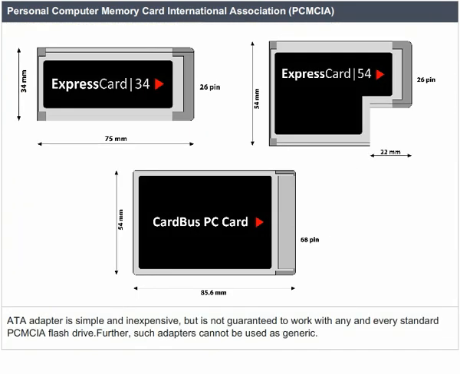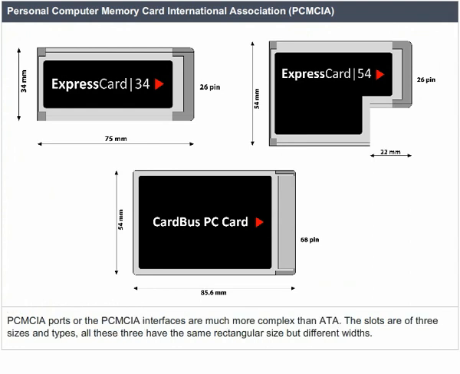ATA adapter is simple and inexpensive but is not guaranteed to work with any and every standard PCMCIA flash drive. Further, such adapters cannot be used as generic. PCMCIA ports or the PCMCIA interfaces are much more complex than ATA. The slots are of 3 sizes and types. All these 3 have the same rectangular size but different widths.